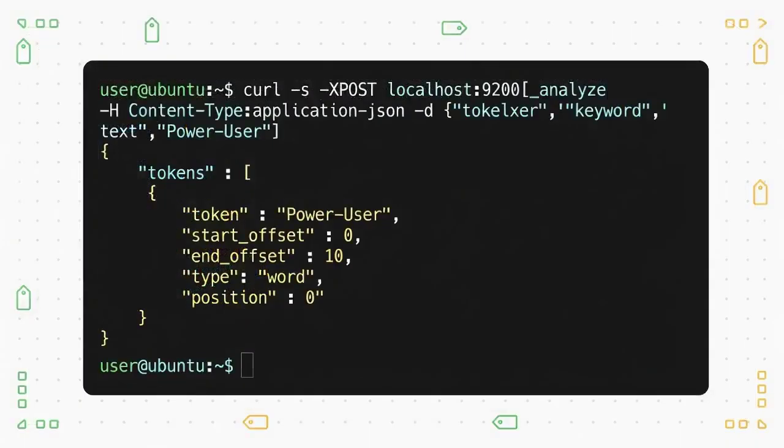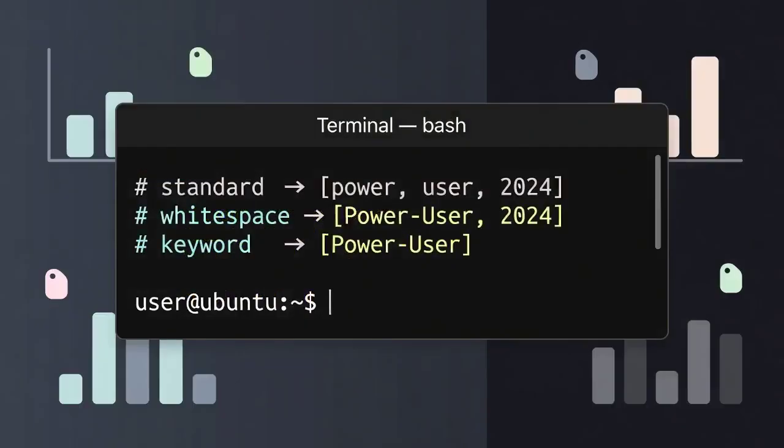Finally, we test the keyword tokenizer, which emits the entire input as a single token regardless of spaces or punctuation. This is the right choice when you need exact match queries. For example, searching product codes, tags, or identifiers that must not be split. The progression is clear. Standard aggressively normalized our text, Whitespace preserved case but split on spaces, and keyword emitted the input verbatim.